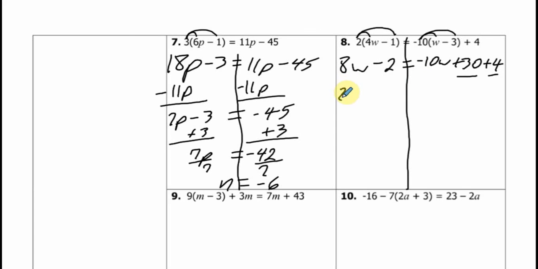So here we go. 8w minus 2 equals negative 10w. These guys are on the same side. Put them together just like they are. Positive 30 plus 4.